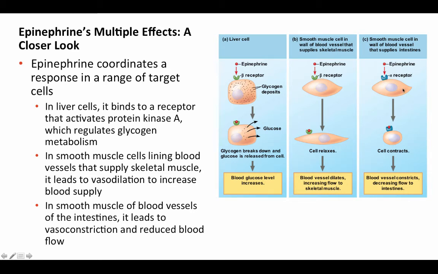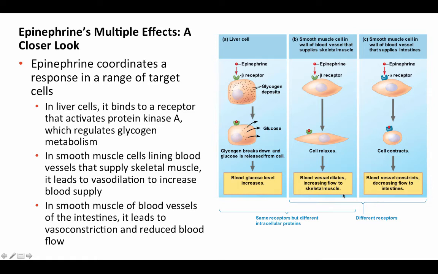When that alpha receptor is activated, the cell is going to contract and shorten, and that's going to shrink the diameter of those blood vessels and allow less blood to flow through. So we see in the case of the liver cell and the smooth muscle cell going to skeletal muscle, the same receptor, but there are going to be different intracellular proteins that are going to lead to different kinds of responses in these very different kinds of cells.